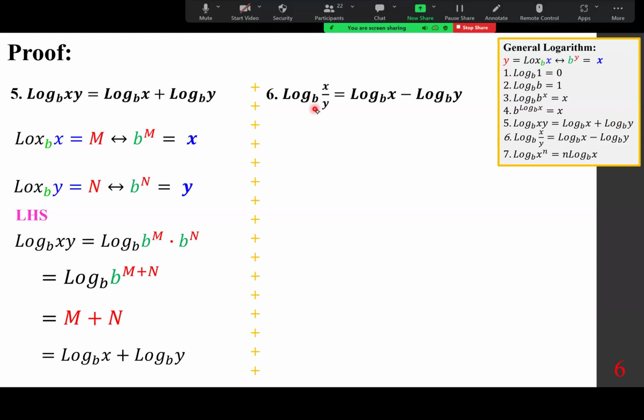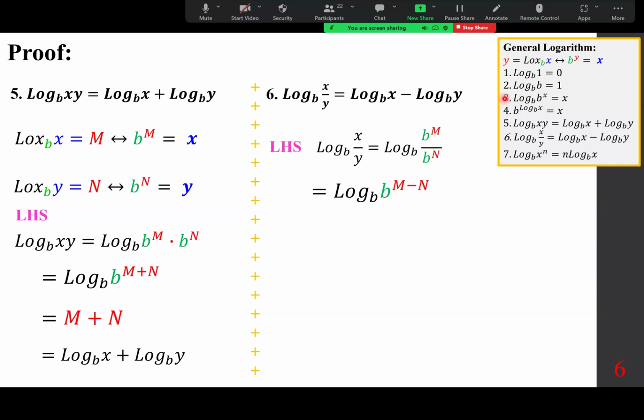What about this one? We start with the left-hand side and we ignore the right-hand side. And we replace the x just like here with b to the power of m, and y just like here, b to the power of n. So here's the left-hand side. Log base b of x, which is b to the power of m, over y, which is b to the power of n. Using the exponential rule, this becomes log base b of b to the power of m minus n.